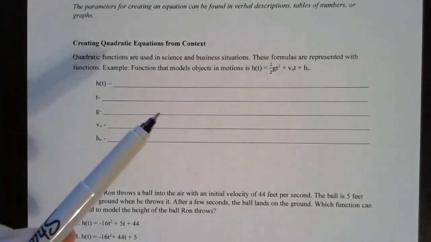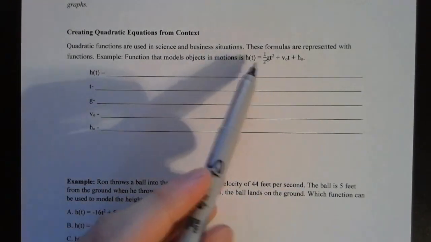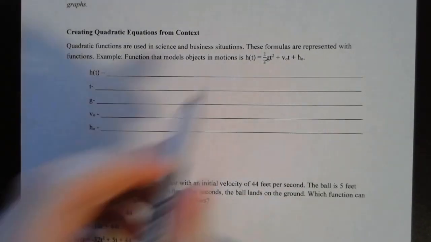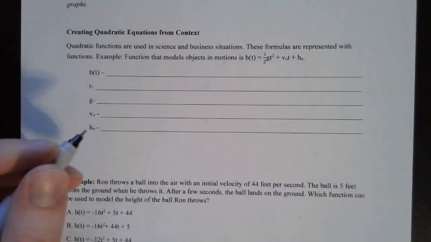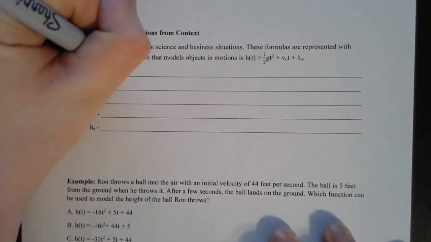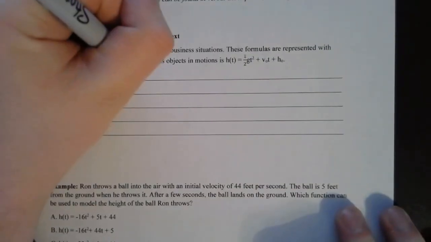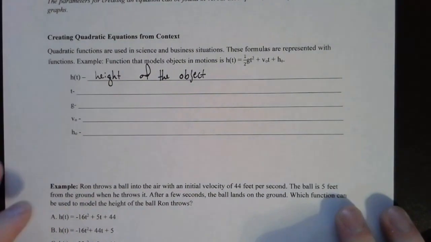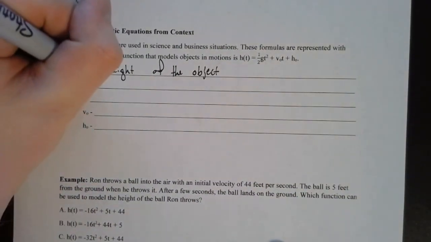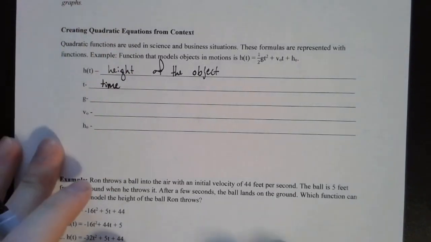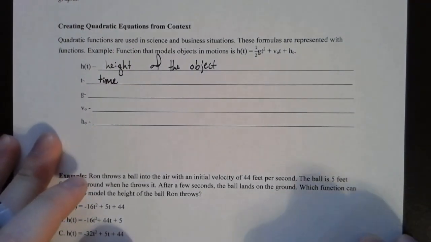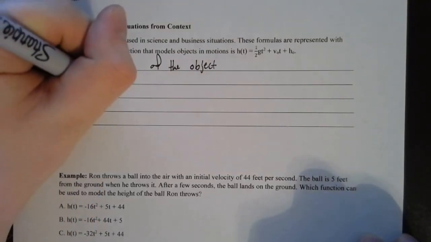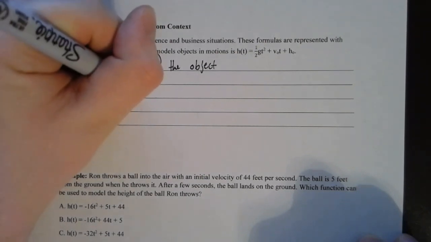So for example, we're going to look at an object in motion here. This is a general formula for a quadratic that is an object in motion. So this h of t, we want to write down what all these things mean. The h of t is the height of the object. T represents time. Okay, and g is the constant force of gravity.